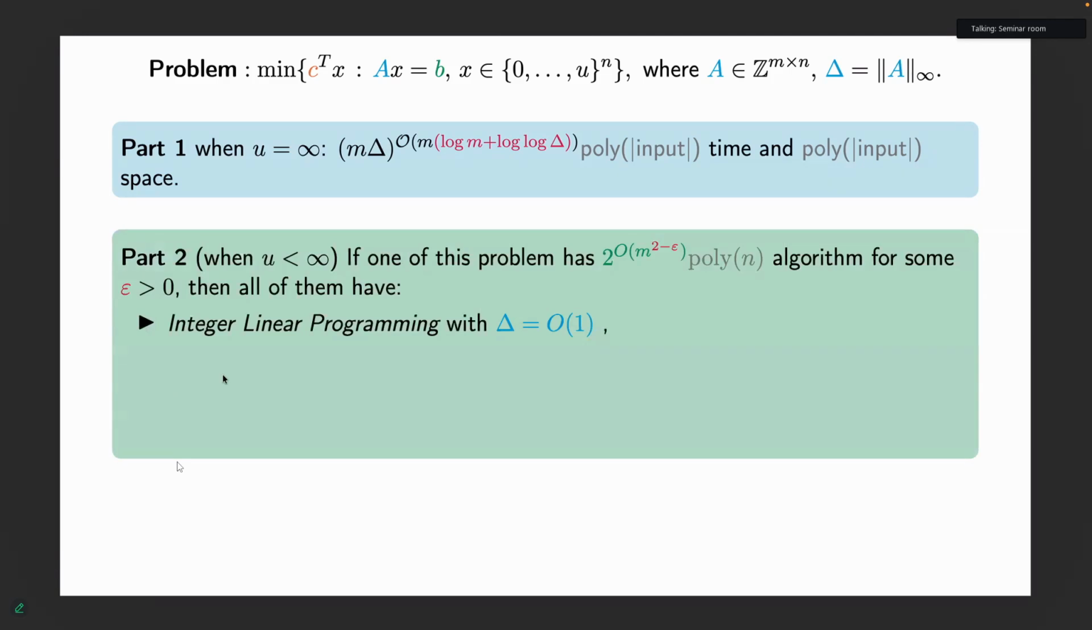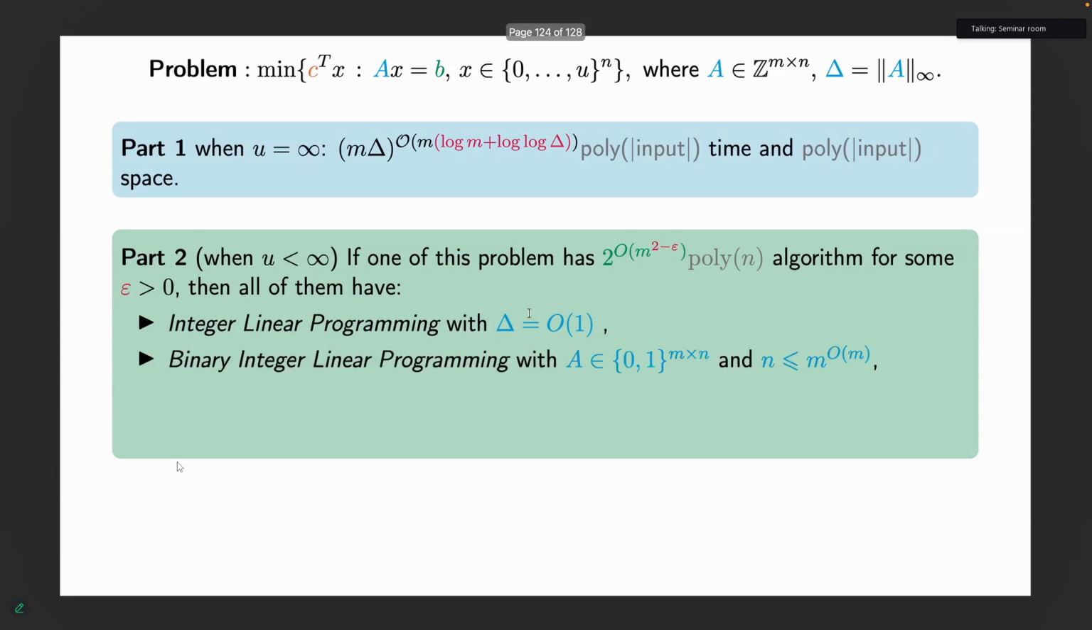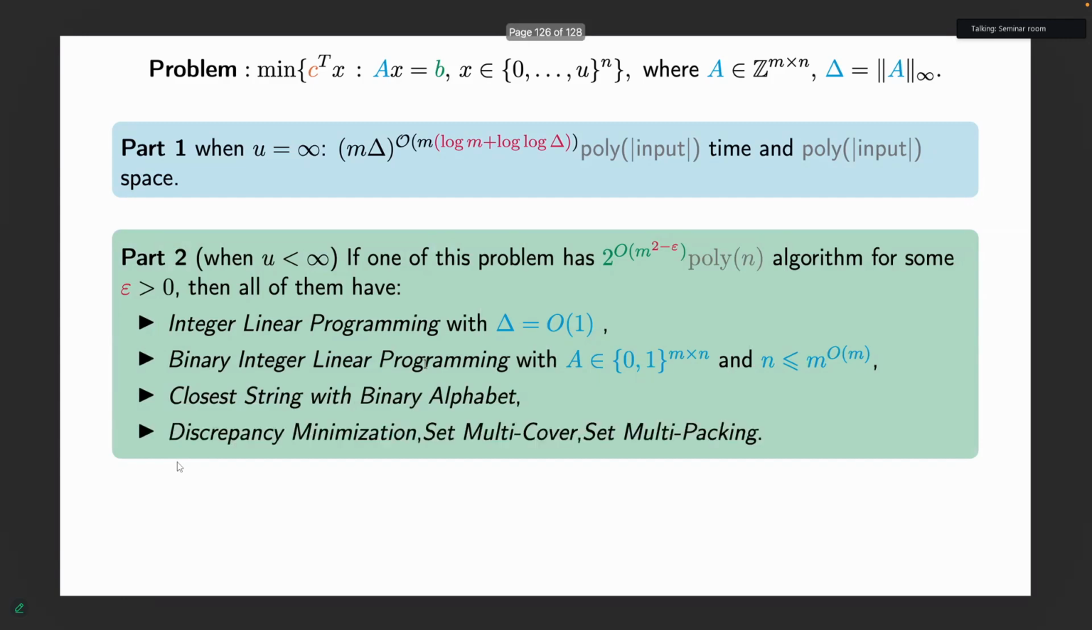And in the second part, when U was not infinite, then the problem has a 2 to the m square algorithm, where m is the number of constraints, and improving that would yield faster algorithms for ILPs when delta is constant, when the bound is equal to 1, when you want to solve closest string with binary alphabet, when you want to solve discrepancy, the set multi-cover, and set multi-packing problems.